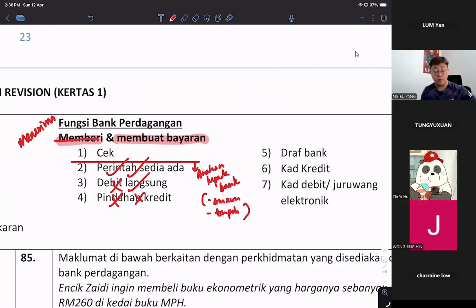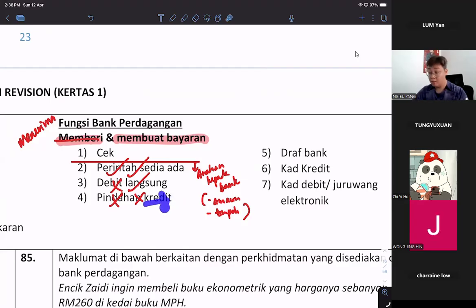So this month I'm going to need 5 buruh. Next month I'm trying to rest for 1 whole month, so I'm going to pecat all my buruh. So this month I'm going to pay the perbelanjaan for the upah buruh, but next month I'm not going to pay. So that's why the hutang for gaji is under pinjaman credit, especially in your exam.